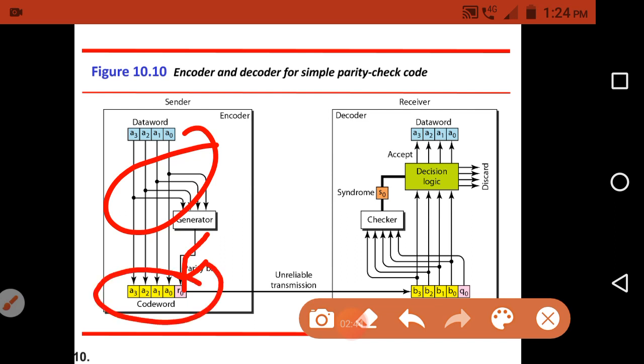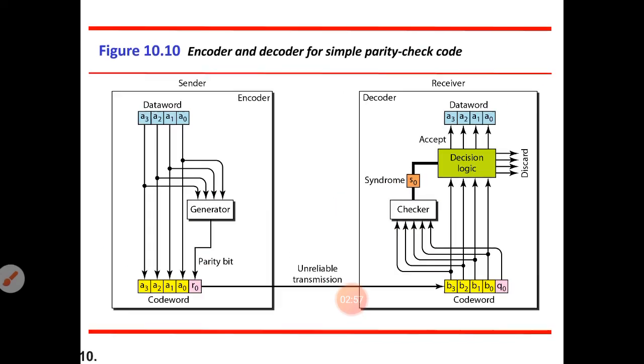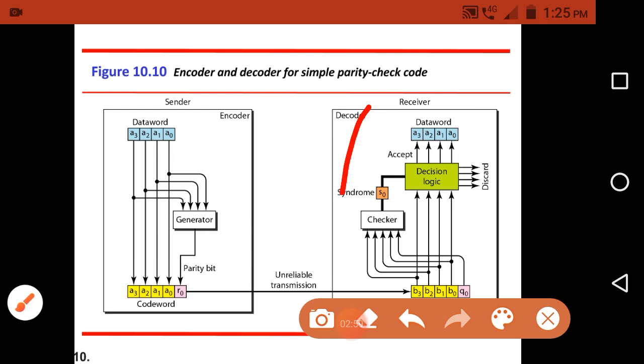The combination of the data word and the parity bit will create the code word that we will send to the receiver side. At the receiver side, the checker will again sum all 5 bits including the parity bit, and then calculate the remainder, that is the syndrome value, which will be forwarded to the decision logic analyzer.